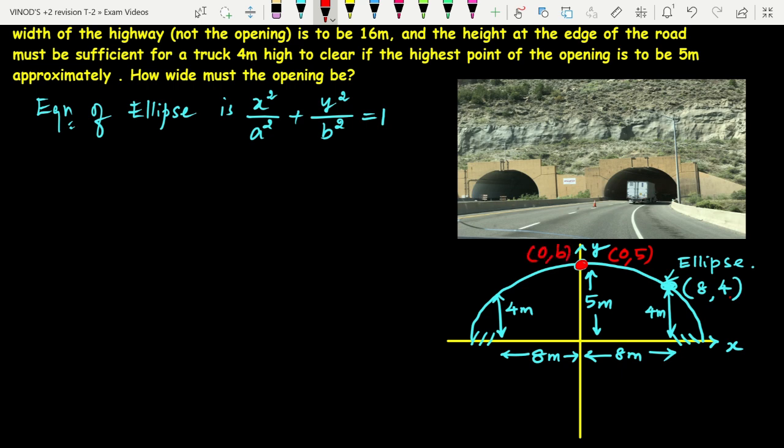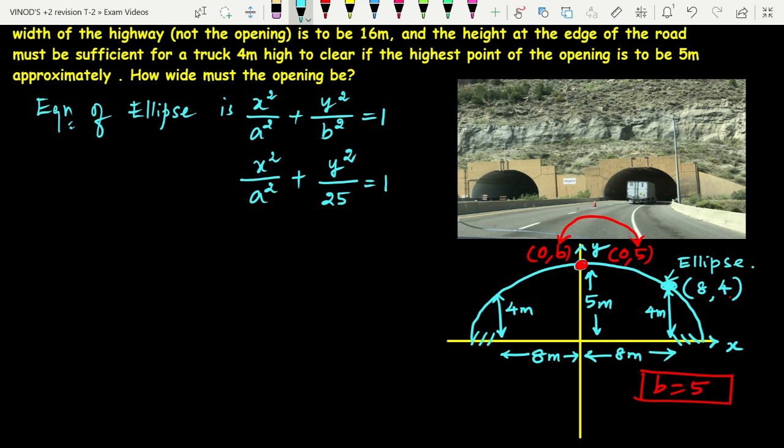The coordinate on the minor axis is usually taken as 0 comma b. Now comparing these two, you can see that b is equal to 5. So since b is equal to 5, in the ellipse equation we will replace b with 5. So the equation of ellipse will become x square by a square plus y square by b square, 5 square is 25, equal to 1. Now we have to find the value of a. To write the equation of tunnel, we have to find the value of a.